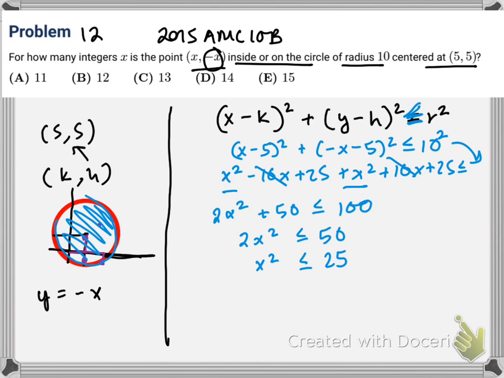Now, I have to take into account that I'm looking at both positive and negative roots because I'm looking at the shape over here, which goes to the positive and negative x-axes and positive and negative y-axes. So I can't just restrict myself to the positive root, which I would have automatically said was 5. So I'm going to say x is going to be less than or equal to 5. And x is going to be greater than or equal to negative 5.